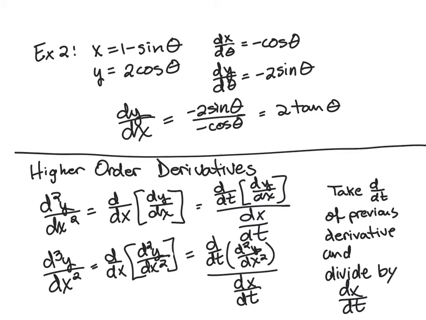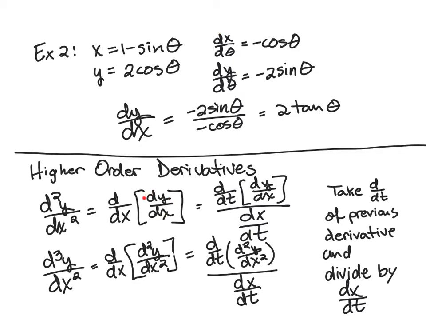Okay, higher order derivatives. This looks awful, but it really isn't that bad, okay? If you're going to take the second derivative with respect to x, remember you already took one derivative with respect to x. So now you're taking the derivative of the derivative with respect to x, right? So what did we do when we took the first derivative? We put dy with respect to the parameter over dx with respect to the parameter. So we're just going to do the same thing here.